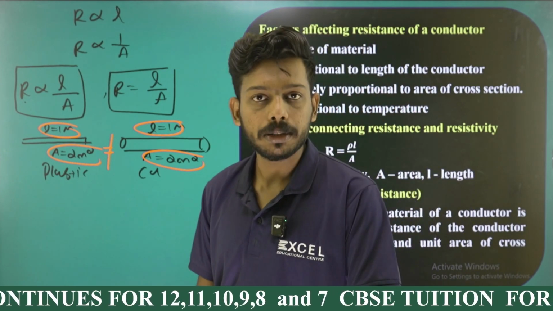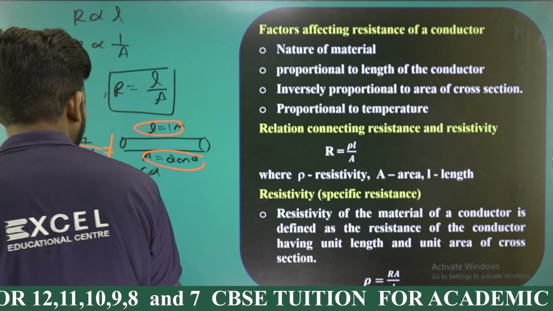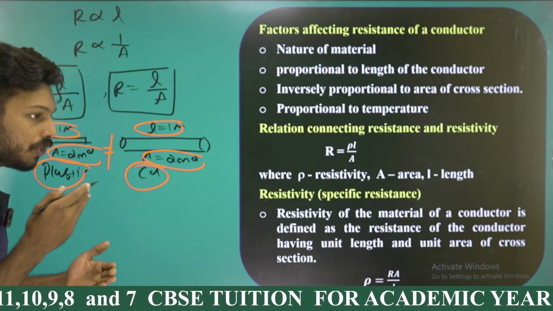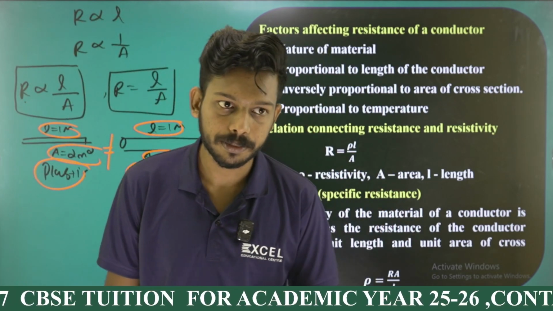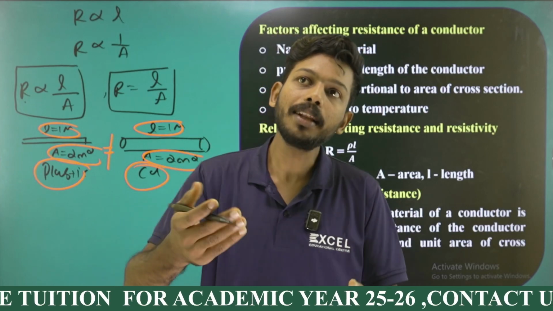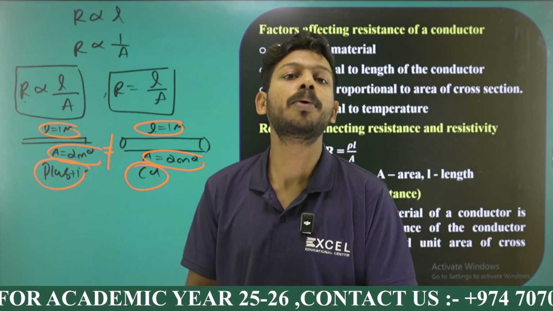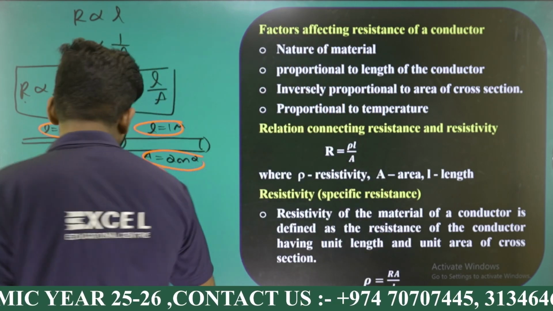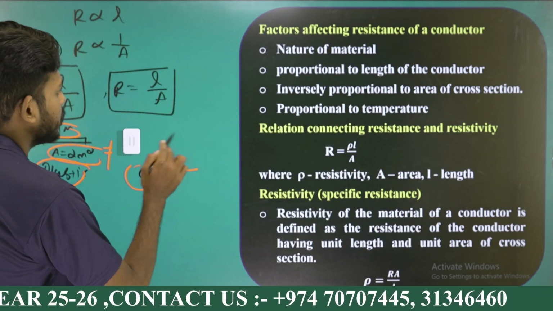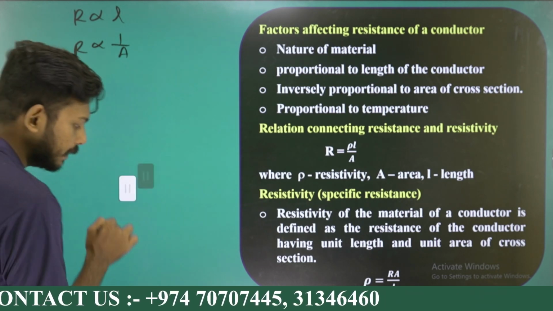Because the material has changed. The first one is plastic, the next one is copper. So we have to consider the nature of the material. That's also an important factor. You consider length, it's good. You consider area, it's very good. But you have to think about the nature of the material. So the equation will be something like this.